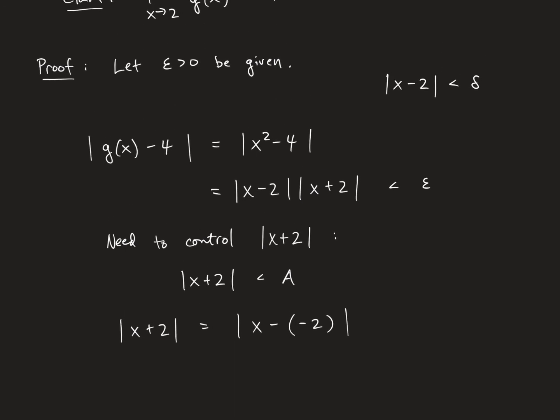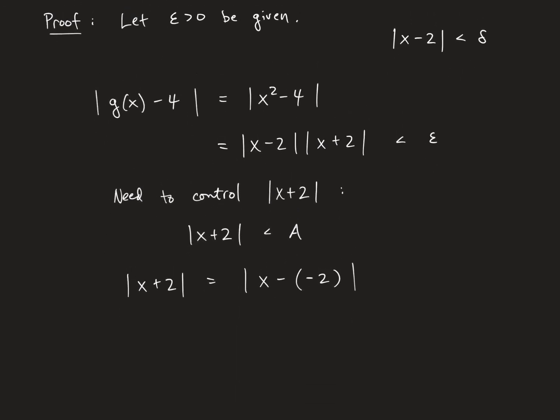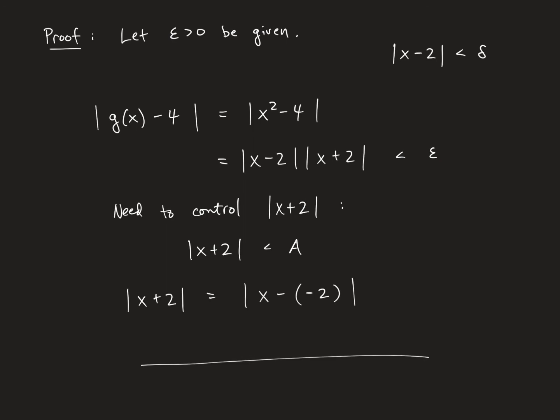Okay, and so roughly the intuition goes like this. What we can do is take our x as close to 2 as we would like. We're allowed to arbitrarily control the distance between x and 2.